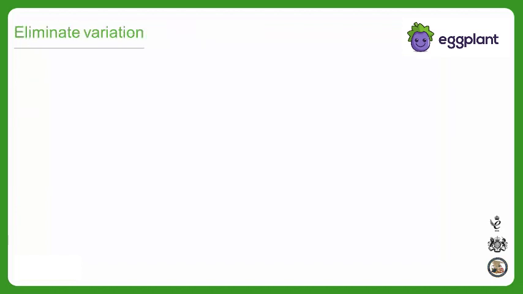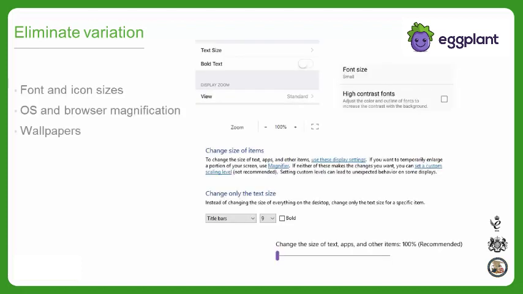Let's begin with a discussion of standardization considerations for all types of SUTs, mobile, desktop, or otherwise. First, eliminate variation to the best of your ability. Within each platform you need to test, use consistent font and icon sizes, OS and browser magnifications, and wallpapers where possible. These are just some examples of settings that can affect the appearance of your SUT.